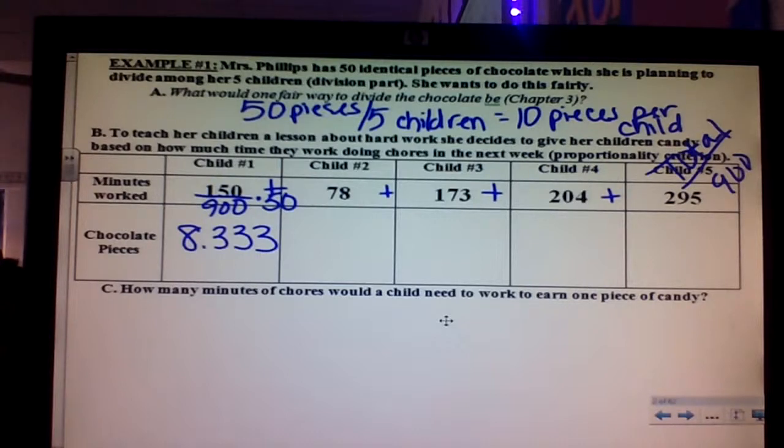Dang, if that's 150, I feel bad for child number 2. You said you feel bad for child number 2 because that 8.333 is going to drop lower, to like a 1 point something. So again, divide by the total times how many pieces are available. 4.333. They lost 4 pieces of chocolate because their work was cut almost in half. Child number 3 then.